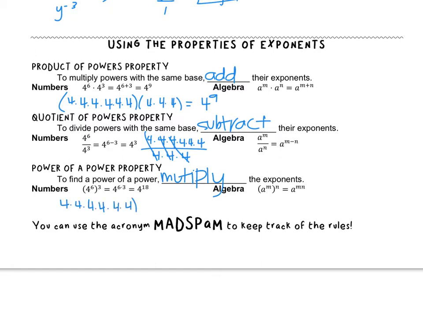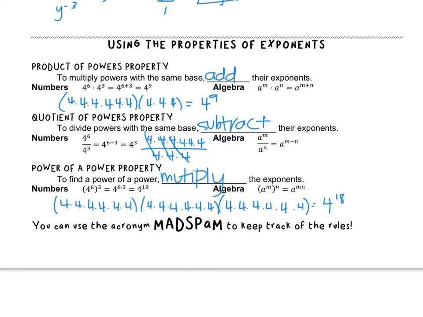And what does it mean to raise something to the third power? It means to write it 3 times. So you have the same thing 3 times, kind of annoying to write out. But what that means is then you end up having 4 to the 18th because you have 6 3 times.